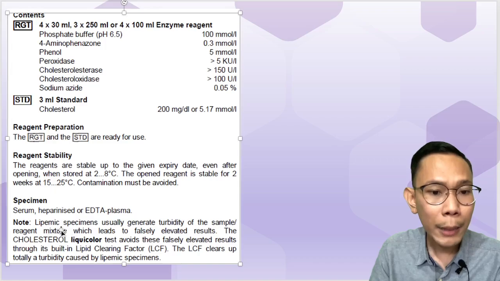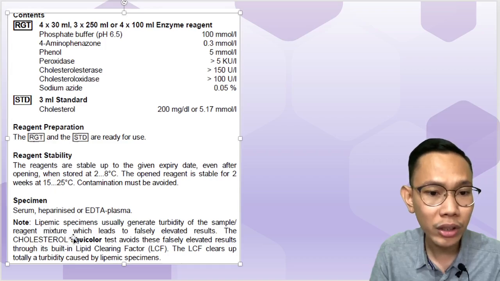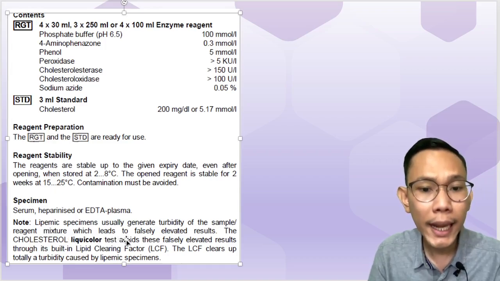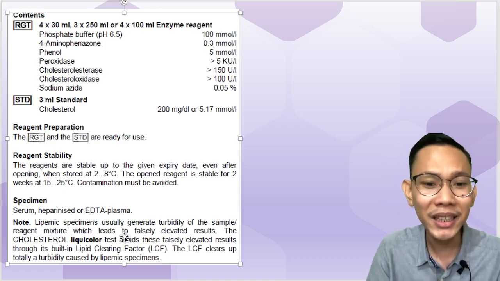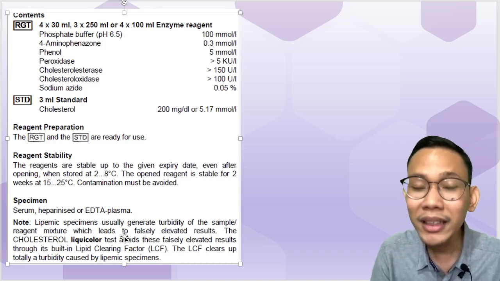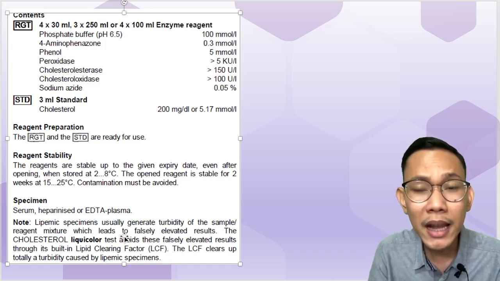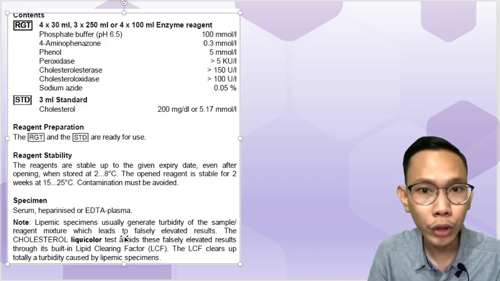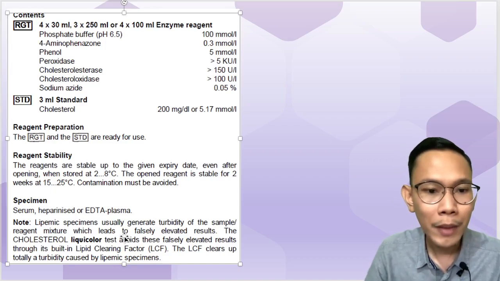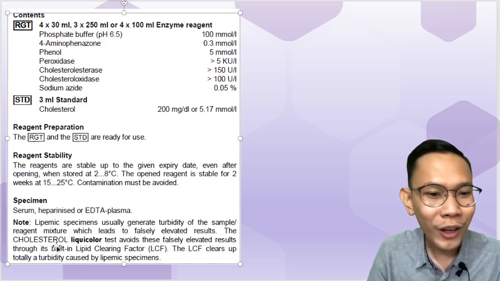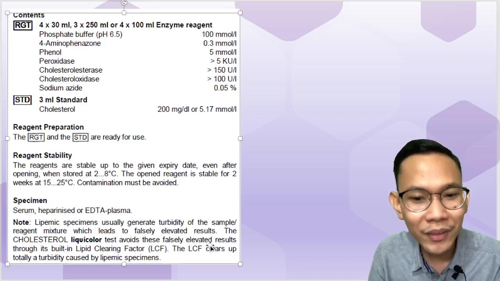So note, lipemic specimen usually generate turbidity of the sample or reagent mixture which leads to a falsely elevated result. Remember, di ba, spectrophotometer ang magbabasa ng result natin. The more turbid ang ating specimen, mas mataas ang absorbance na ma-generate ng ating spectrophotometer. Therefore, it will lead to a falsely elevated result. But using the cholesterol liquid color test avoids this falsely elevated result.